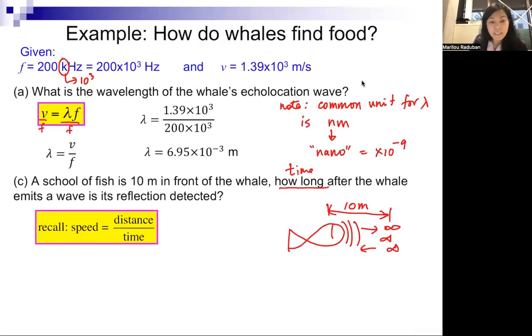And we know speed is equal to distance over time. So we're given 10 meters as distance, and we're being asked for the time, how long. So we want to solve for time, right? Rearranging speed is equal to distance over time, we have time is equal to distance divided by speed. Right? What distance should we use here to find the time?